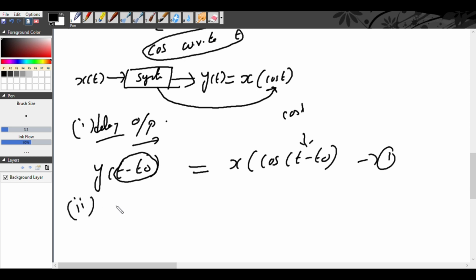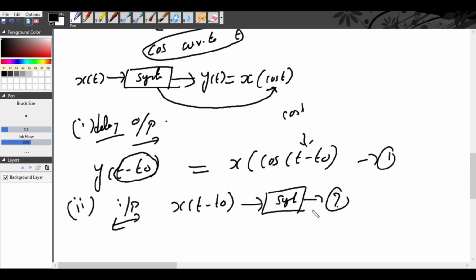And what is the second case? Second case is we have to provide a delay element on the input side. So x of t minus t naught we are providing to a system. What is the output? What is the nature of the output? Nature of the output is to find cos of t.